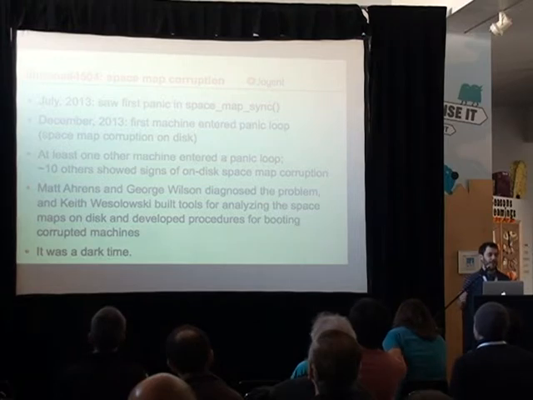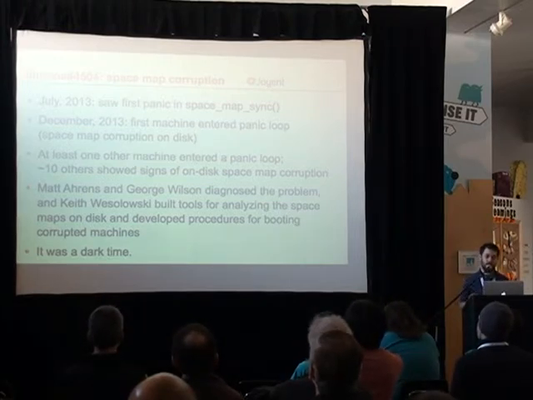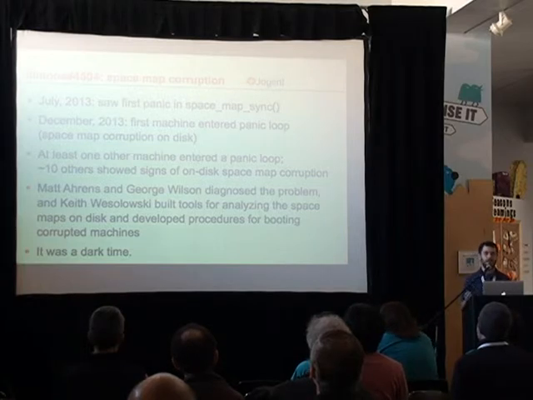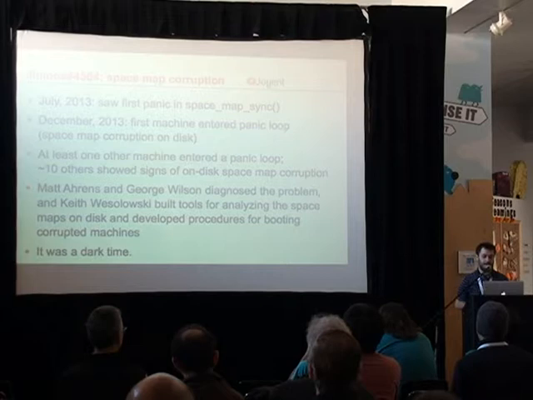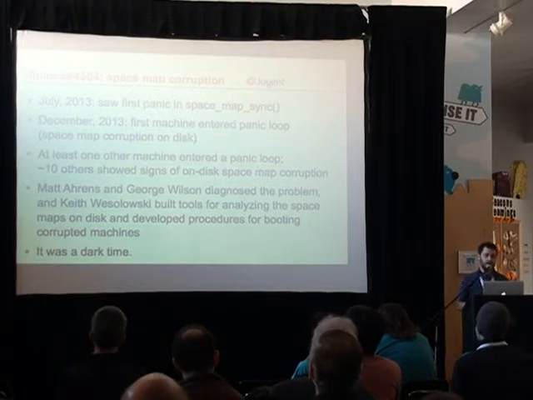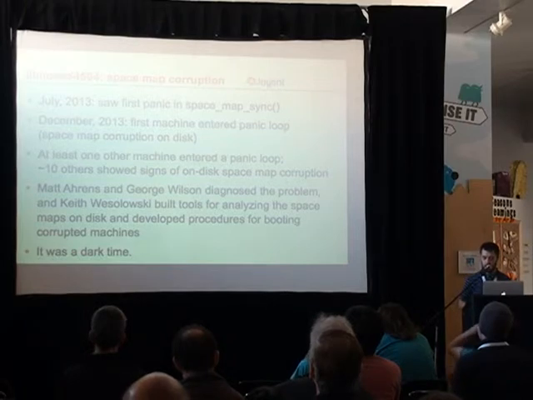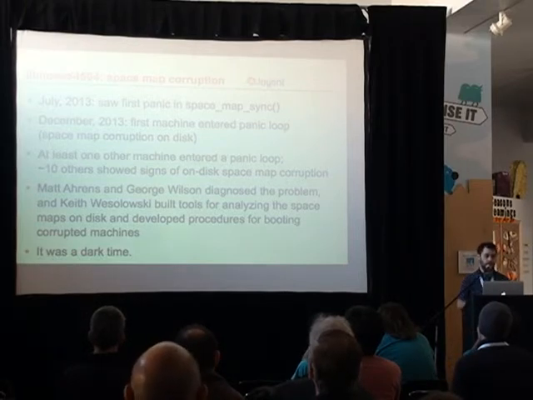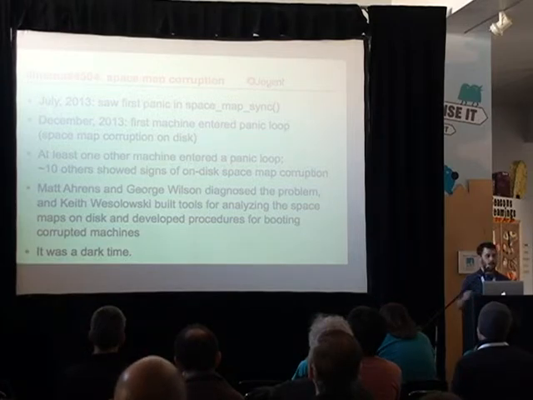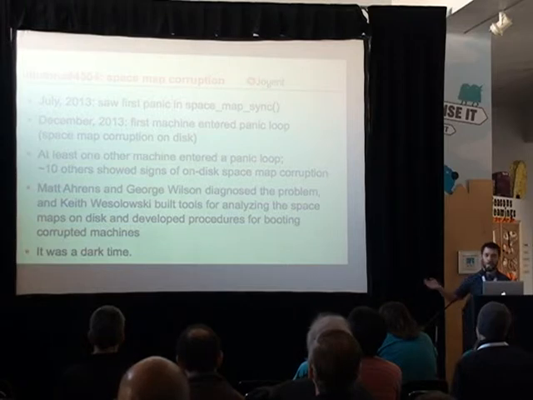Okay, so speaking of that, I want to talk about one of the issues that we did run into on this, and it's important to emphasize as I talk about this that we did do 16 million rollbacks, and it turned out that a couple of them didn't quite go as they should have. So the way this played out was that in July of 2013, we saw our first panic in space map sync, and then we saw a couple more panics through December. We had 2 in September, I think maybe 1 in October, and then 1 in December.